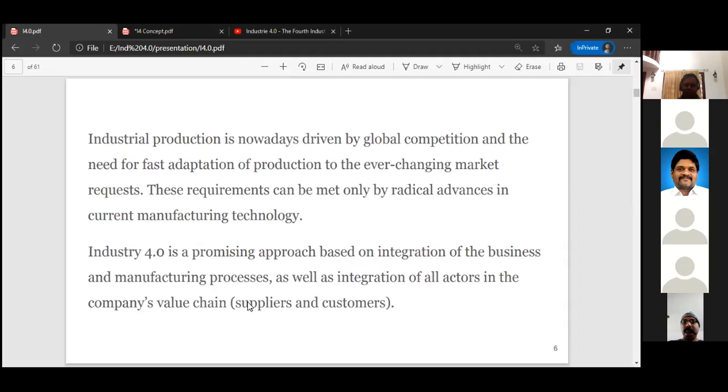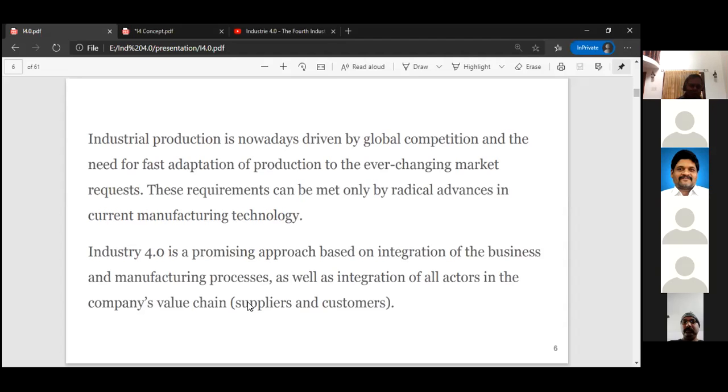The organization which is able to better service customer requirements is the one which wins, not necessarily the best company. It may be companies which are more integrated, sensitive, adaptive, and able to respond to customers that are usually the winners in the marketplace. That's the reason for global competition and fast adaptation, as market requirements are ever changing. So you need systems which are flexible and able to cater to these in an agile manner. Essentially, as I say here, Industry 4.0 is a promising growth based on integration of business and manufacturing processes. This is something you need to look at.